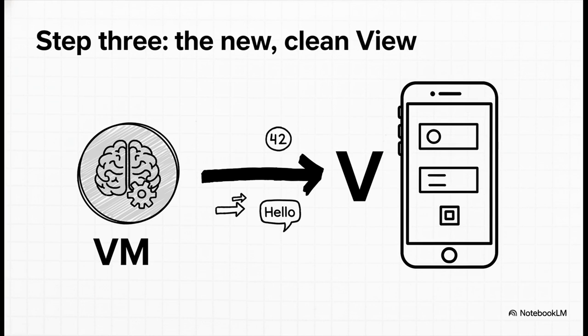And finally, step 3, the big reveal. Our new, clean view. Just take a look at that. Compare this to what we started with. It is so much shorter, so much simpler, and way easier to read. Why? Because its only job now is to display properties from the view model and call functions on the view model. That's it. It's beautiful, isn't it?